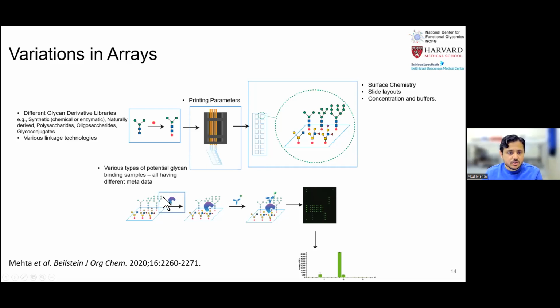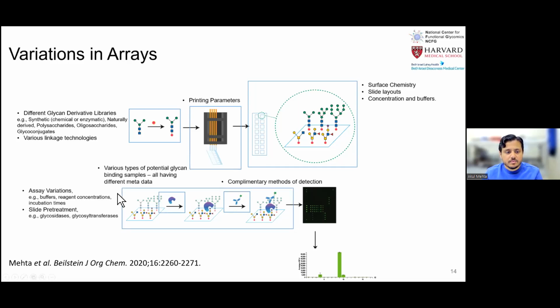Various samples are used. Like I said, you can use glycan binding proteins, but you could also use viruses or even bacteria on the slides. And then a complementary method of detection must be there in case your protein or virus is not already labeled. And you can have various assay variations in terms of incubation times. You can even pre-treat the slides to completely modify the glycans which are on the surface and interrogate it using glycosidases or glycosyltransferases. And then finally, you can have scan settings which need to be adjusted sometimes, and spot alignments need to be done, and processing of the data.